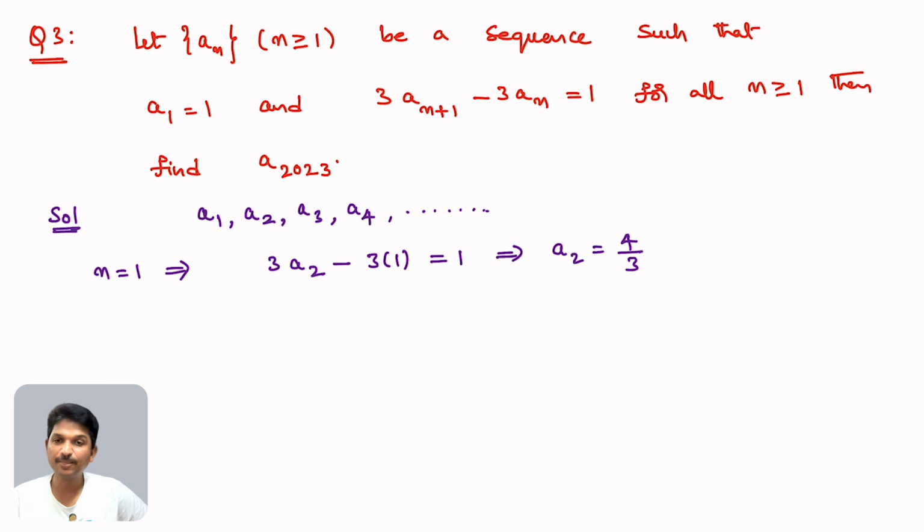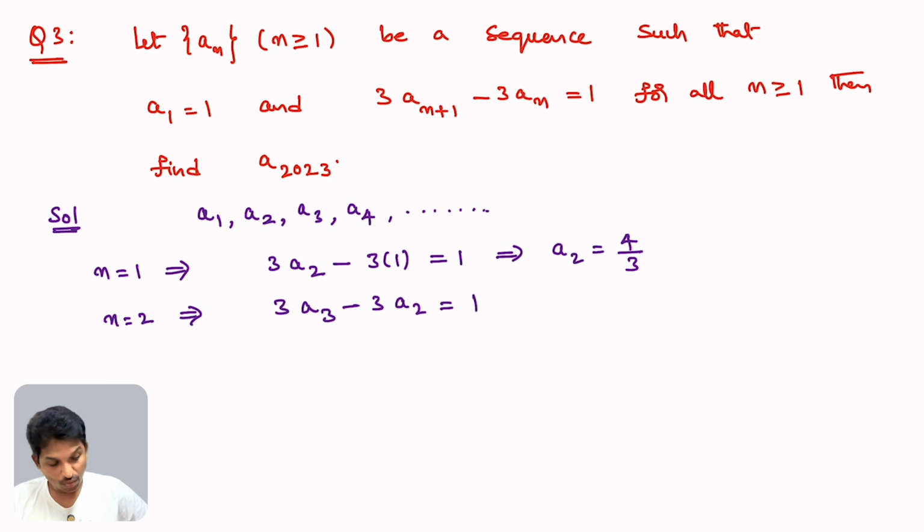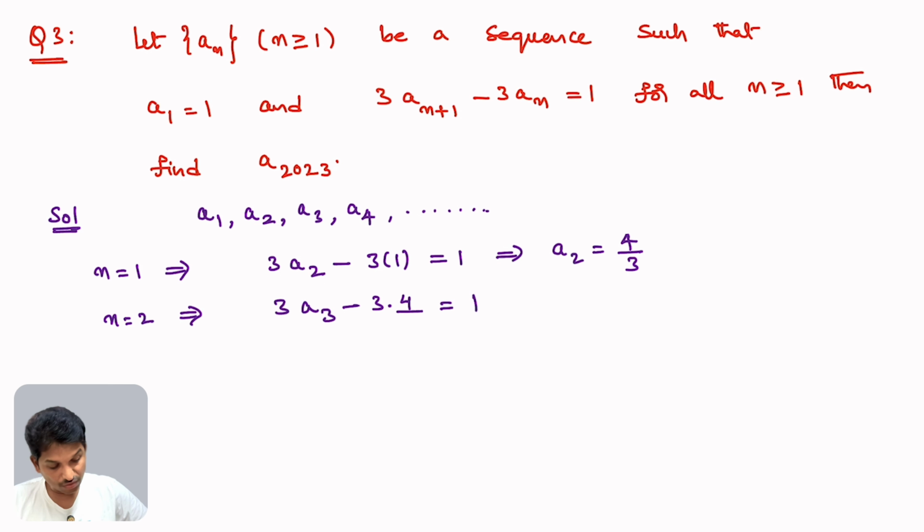Now I'll put n equal to 2 in this. What you will get? 3 times a3 minus 3 times a2 equals 1. What is a2? We just calculated a2 here. So in place of a2 you write 4 by 3. From this we will get a3. What is a3? 1 plus 4, 5 by 3.